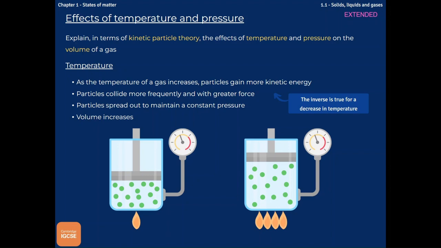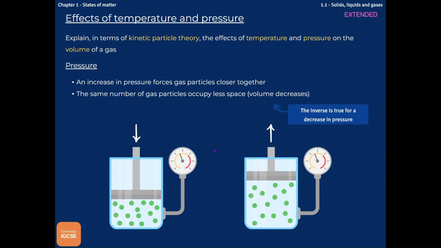Imagine you're in a room full of people and you're just walking around blindly, and you're smashing into each other every once in a while, and then I tell you to run, right? That would be like increasing the temperature. You have more kinetic energy. You would smash into people much more, right? So the particles will spread out if they can to maintain a constant pressure, which means the volume increases, right? So temperature goes up, volume goes up.